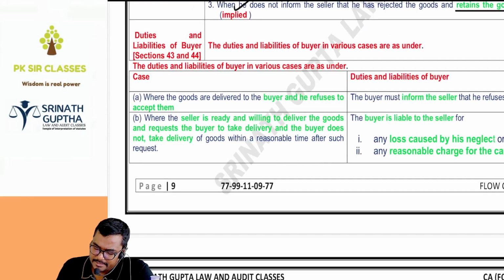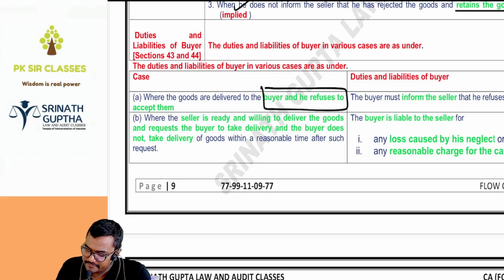Last concept: duties of the buyer when there is a delivery of the goods. Seller is delivering the goods to the buyer. Buyer doesn't like it. He wants to refuse the goods.